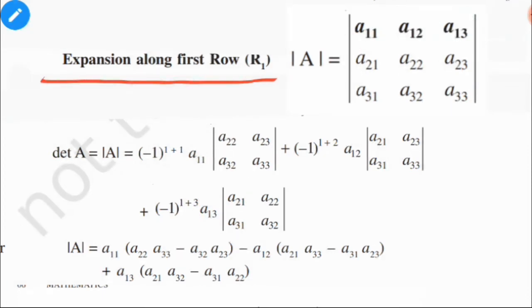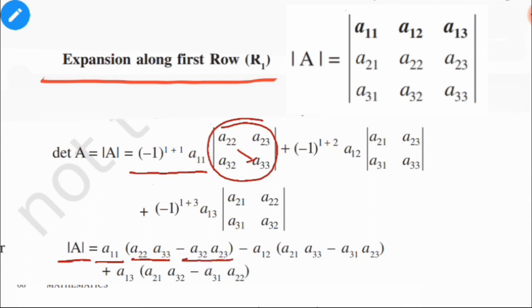That's equal to determinant A equal to, here first, minus 1 raised to 1 plus 1 into A11. Minus 1 raised to 1 plus 1 is minus 1 square. Minus 1 square is 1. So 1 into A11 is A11, and it is a 2 by 2 determinant. How to expand a 2 by 2 determinant? Just multiply and subtract. Cross multiplication, then subtract. So A22 into A33 minus A32 into A23.